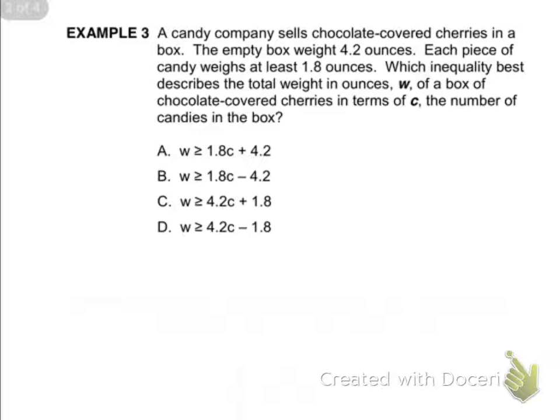And example 3. This is an inequality. A candy company sells chocolate-covered cherries in a box. The empty box weighs 4.2 ounces. Each piece of candy weighs at least 1.8 ounces. Which inequality best describes the total weight in ounces, W, of a box of chocolate-covered cherries in terms of C, the number of candies in the box?